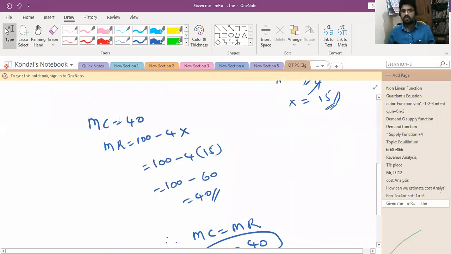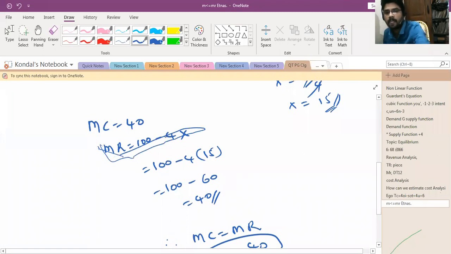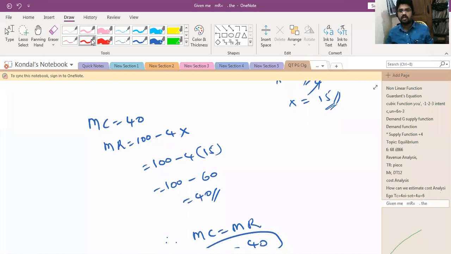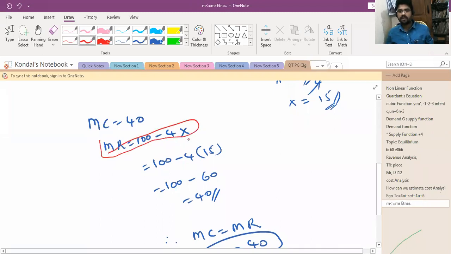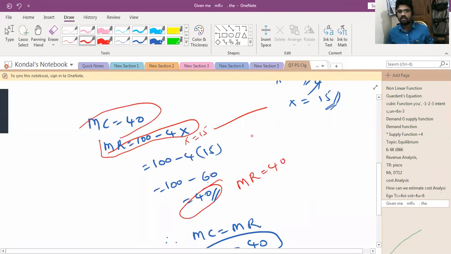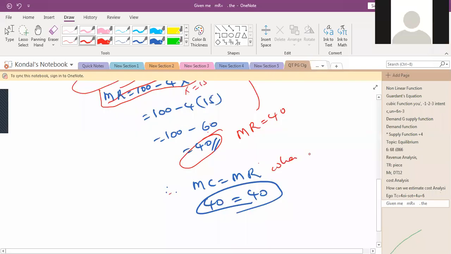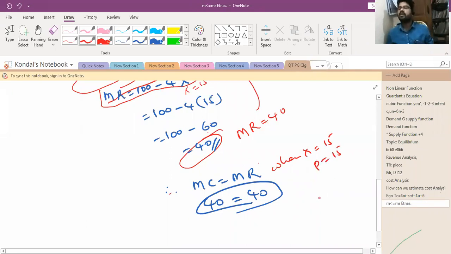Therefore, if you want to know whether MR is equal to MC or not, we can take the values of MR. MR is equal to 100 minus 4x. We substitute the x value, which is 15, in the MR: 100 minus 4 into 15, that is 60. Then 100 minus 60, you will get 40. So here MR is equal to 40, and MC is also equal to 40. Therefore we can write MC is equal to MR. When x is equal to 15, the price is equal to 15, and the MC curve and MR curve intersect each other at that price. So the price is 15. Is it clear up to now?